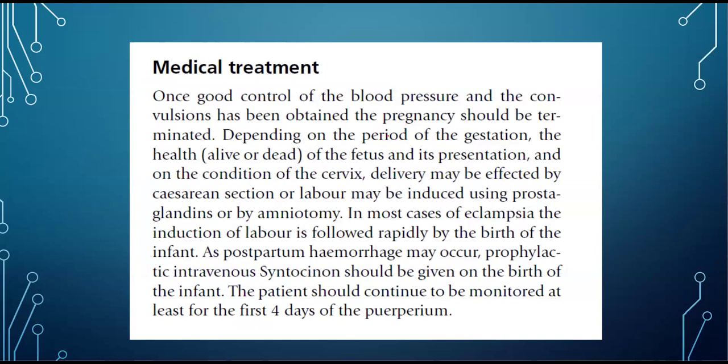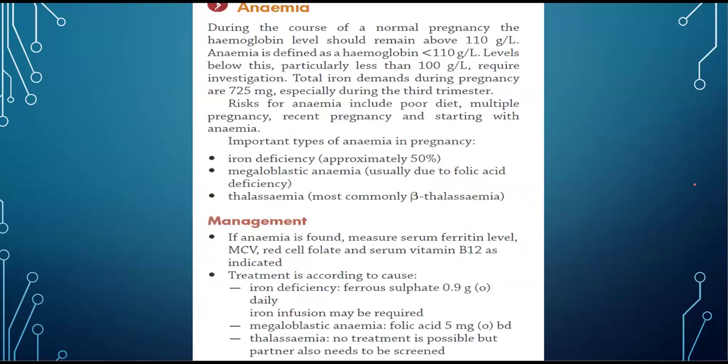Medical treatment, we talked about already. Once good control of the blood pressure and convulsion has been obtained, pregnancy should be terminated. So that's for eclampsia: once you control the blood pressure and the convulsion, then pregnancy needs to be terminated. Termination is usually by C-section. So that's all about preeclampsia and eclampsia. Any questions from here, guys?